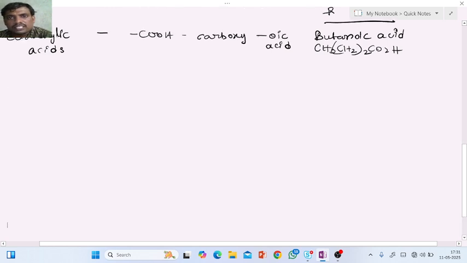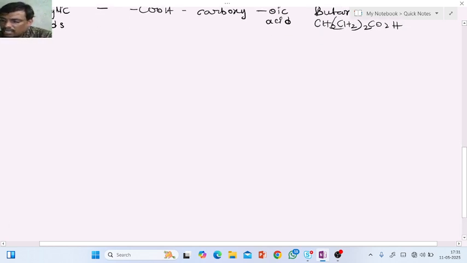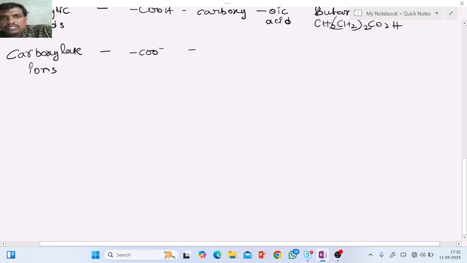And after that, after carboxylic acid, let us learn about carboxylate ions. How to represent carboxylate? Carboxylic group we know, but how do carboxylate ions look? The ion is represented by COO minus. And bicarbonate ions, let us take bicarbonate ions: H2CO3, HCO3 minus, COO minus. Whereas there is no prefix.